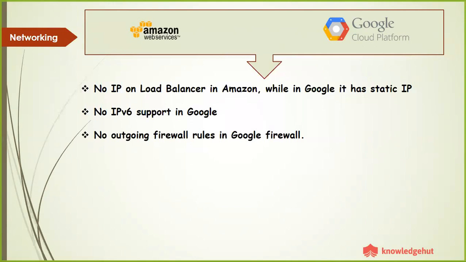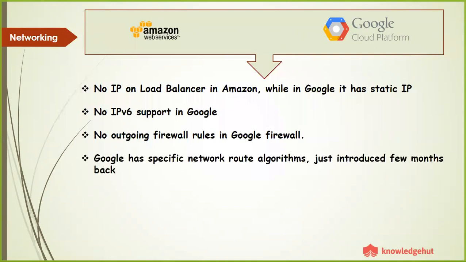And there aren't any outgoing firewall rules in Google Firewall. If you want to do some kind of rules around outgoing data or traffic, you need to use something like IP tables for that purpose. Well, that was the same case with AWS Classic also, but then the firewall of AWS VPC is really a good one. You can create even outgoing rules on that one. Google is still lacking that feature.